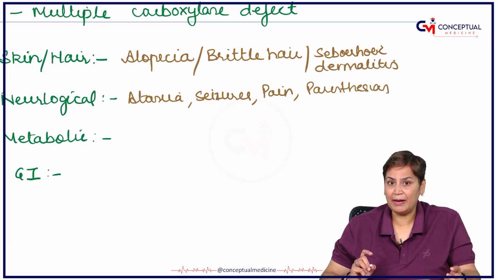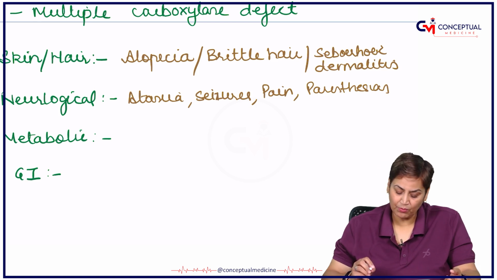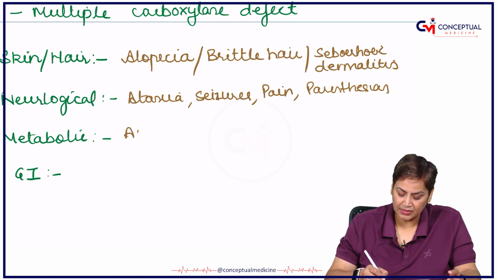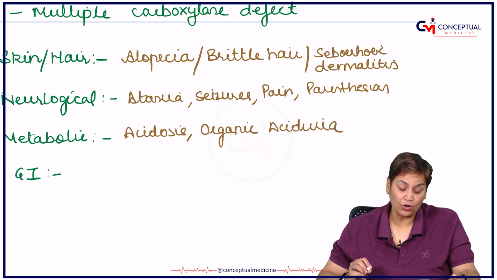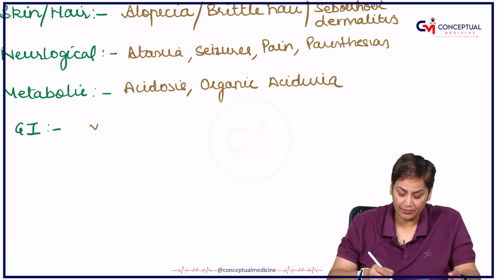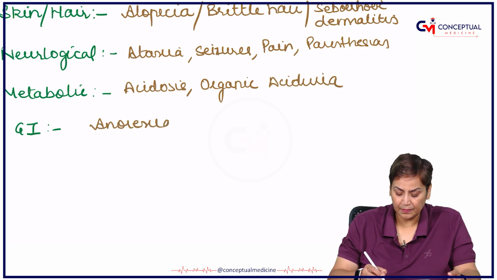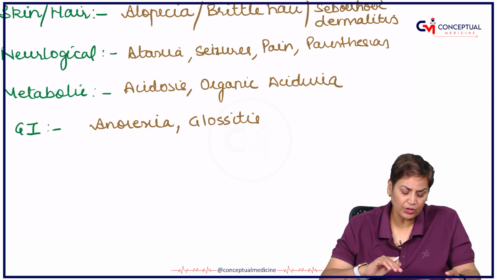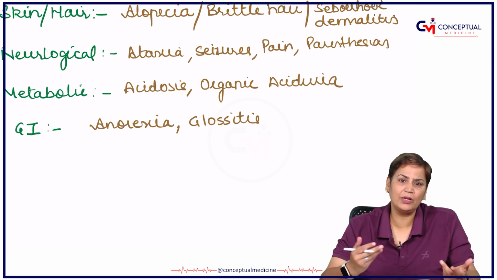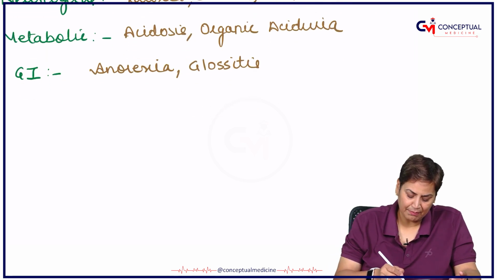And if we talk about the metabolic ones, the most important one here will be that it will lead to acidosis. Metabolic acidosis will be there and organic aciduria will be there. And if we talk about the GI system, anorexia will be there and glossitis will be there. Right. And just to remember these manifestations, the mnemonic is BAD.